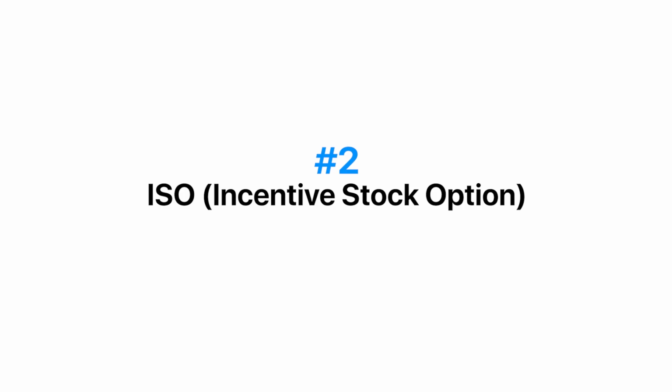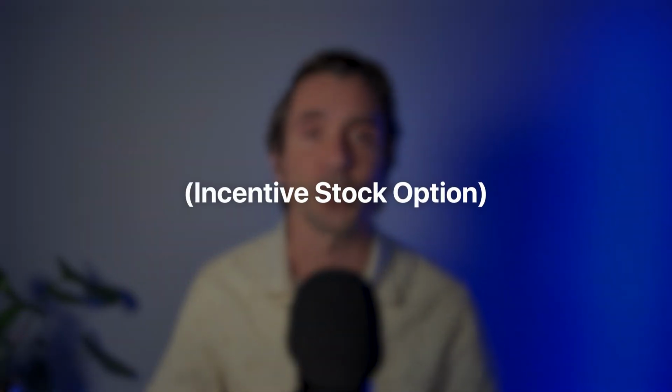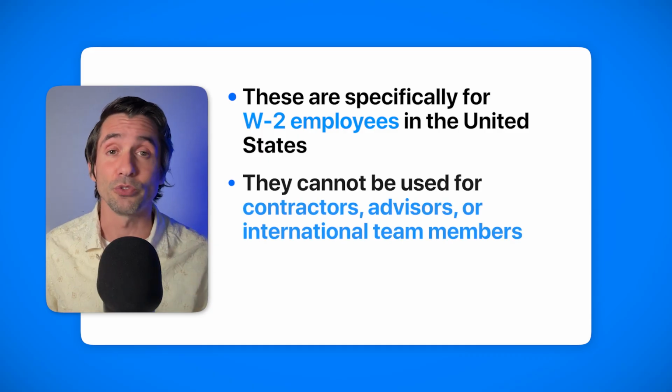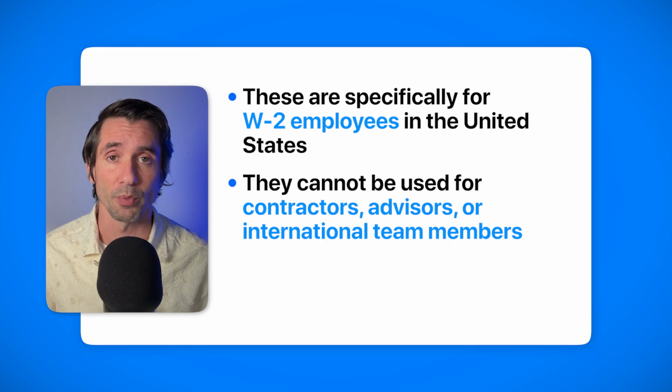Okay, let's keep going. ISOs. Once you start hiring full-time employees, ISOs are usually your go-to. ISO stands for Incentive Stock Option. These are specifically for W-2 employees in the United States. They cannot be used for contractors, advisors, suppliers, or international team members. So if someone isn't a full-time US employee, ISOs are off the table.